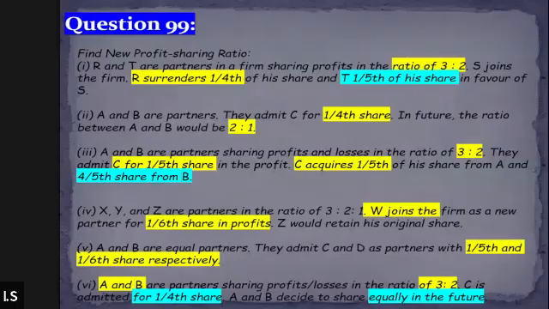See, you need to pay attention, try to understand that there are 3 partners this time. 3:2:1 was their original ratio. W is joining for 1/6 share. And again this time, it is not given in the question from whom W will be acquiring the 1/6 share. So whenever it is not given in the question from whom the new partner will be acquiring share, then in such a situation, we need to assume the total share equals 1. And out of the total share, we need to subtract 1/6. All right.